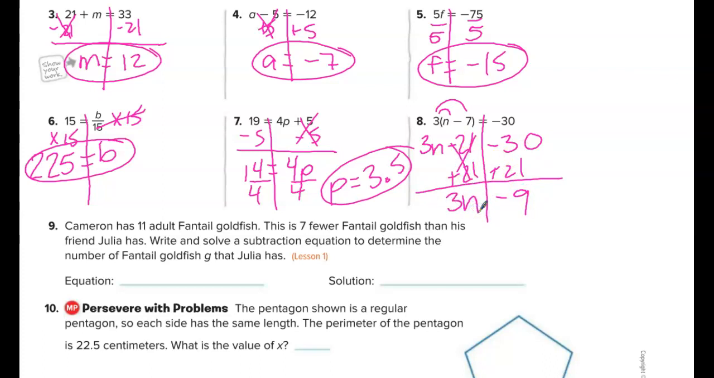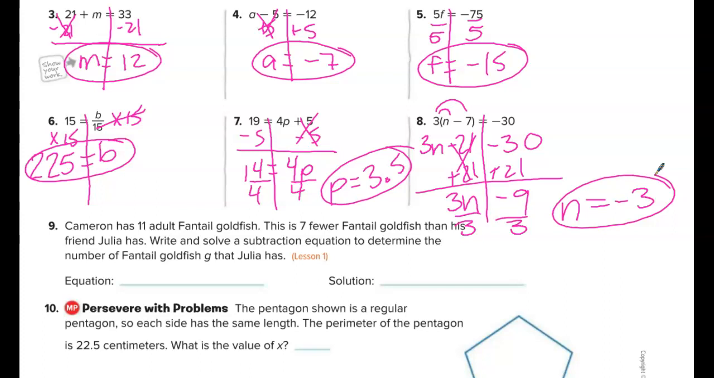So my last step would be to do what, Landon? Divide by 3. So what does n equal? Negative 3. Good. Thumbs up if you got that. Okay, a couple people erasing. That's okay. Fix it.